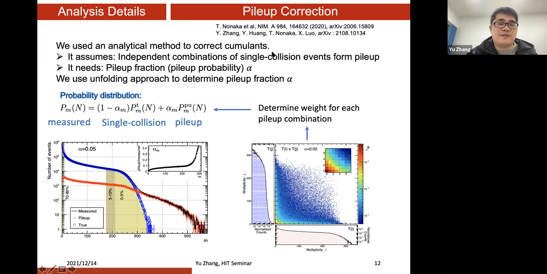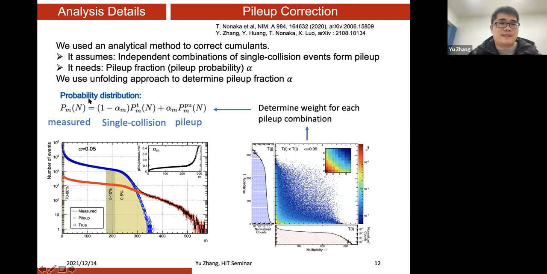So this method has only one input, the pileup fraction, or we call it pileup probability, which is assigned alpha. The alpha is important for the precise measurement, for precise correction. So we are using a folding approach to determine the pileup fraction. The method can be briefly shown in this formula.